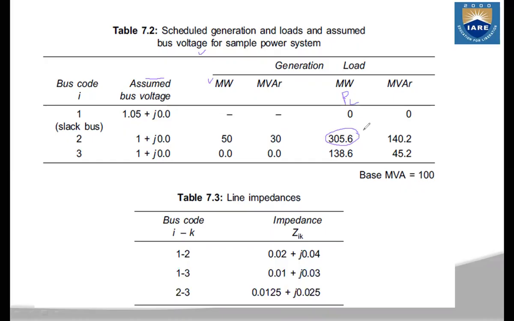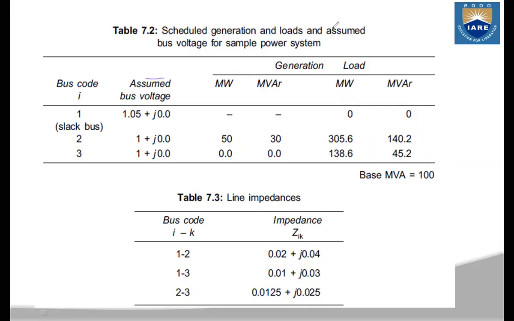So if you want to convert this into per units by 100, you have to take actual value by base value. Similarly, at bus number 3 also, 138.6 by 100. So you will get the per unit value. For MVAR also, this by 100 you will get MVAR in per units at the third bus. Similarly for generation, 50 by 100 will give you the megawatt generation at second bus in per units. 30 by 100 will give you the MVAR generation at second bus in per units.